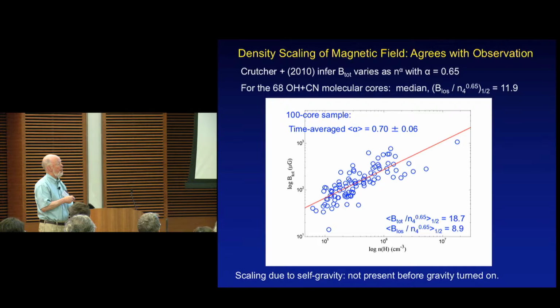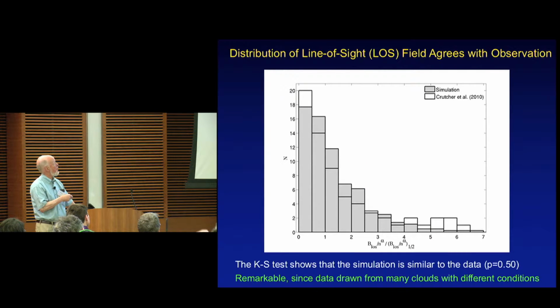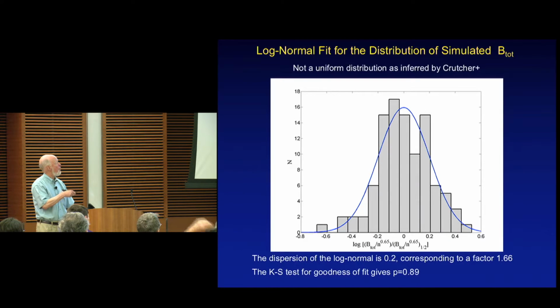Another thing we can do, with this nice correlation here, as I mentioned, is that we first drove our simulation without self-gravity, and at the end of that driving, this correlation did not exist. All the points were down here. Only after self-gravity was turned on did this correlation get established. So we can establish the physical origin of that correlation. If we then compare the distribution of the line of sight field with the observed value, we find that it's consistent, applying a KS test. However, when we try to look at the PDF of this, we do not get a uniform distribution. Instead, we get a very good fit to a log normal distribution.